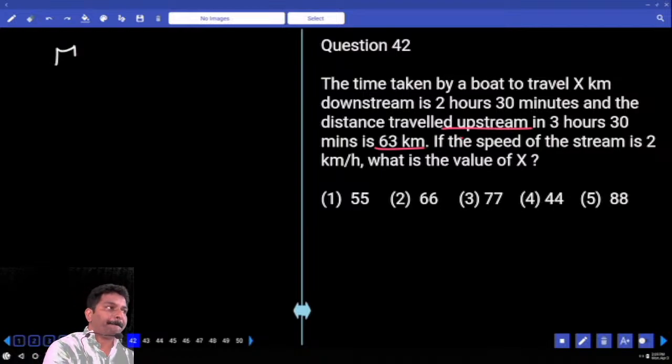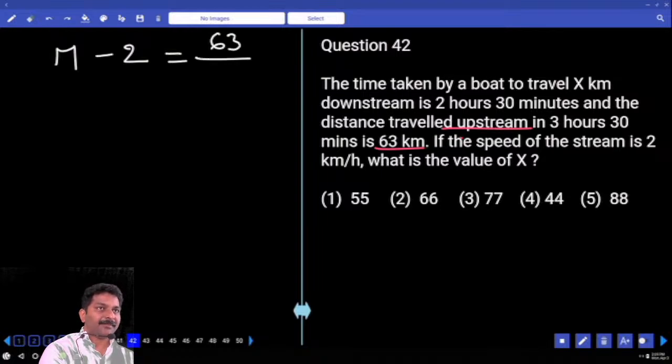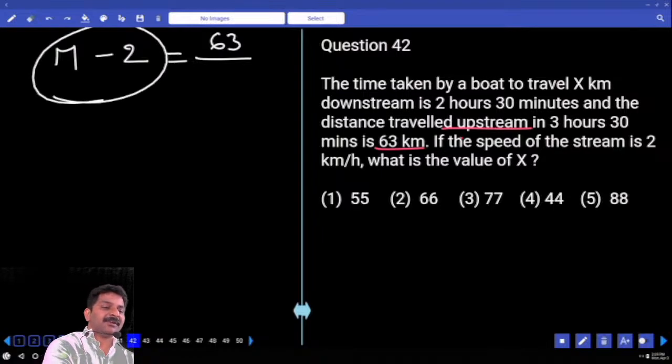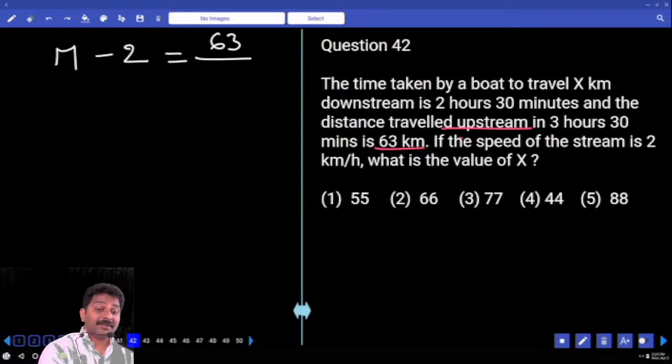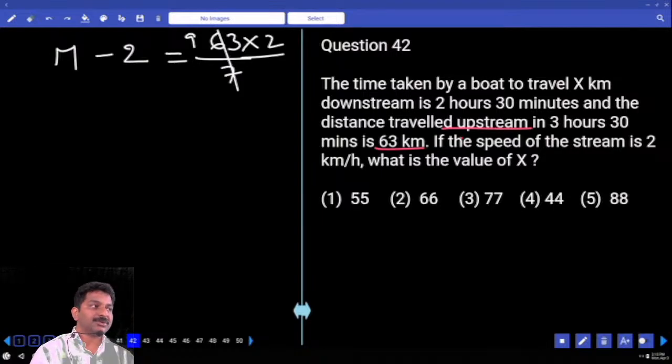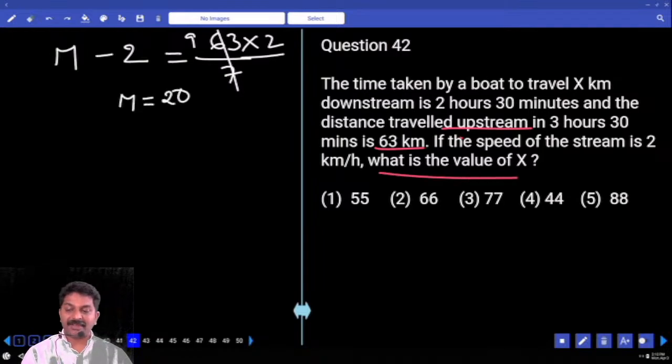Upstream speed, m minus s, is also given, which is equal to 63 by speed is equal to distance by time. How much is the time? How do you write? 7 by 2. 7 9 times 9 is 18, minus 2 goes to the other side. M is equal to 20. Now what is the value of x?